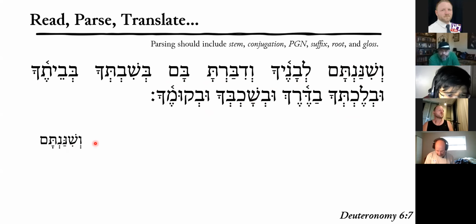I want to do this one because it might be a little confusing. Okay, the verb is shinen. It's PL, so we would call it by its infinitive, lishanen. Lishanen is to repeat something several times, probably for the purpose of memorization or passing on knowledge.